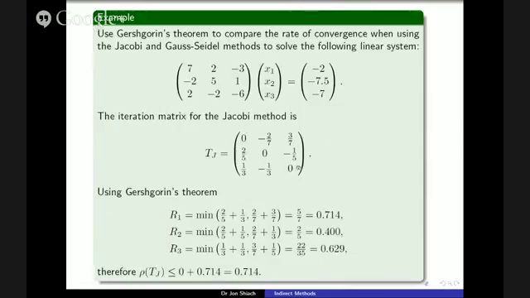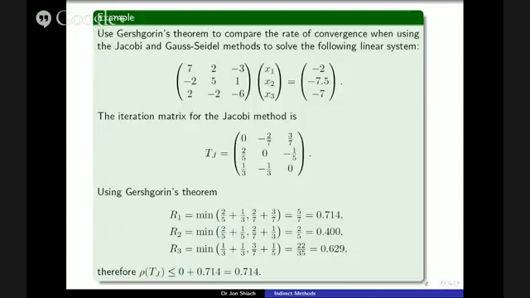Using Gershgorin's theorem, we've got a row sum of 2/7 plus 3/7, and a column sum of 2/5 plus 1/3. Same for the second one: 2/5 plus 1/5 across the row, and 2/7 plus 1/3 down the column. So you do that, and here are your radii. Then you pick the one you want for the spectral radius, the one which gives you the highest, the worst case scenario.